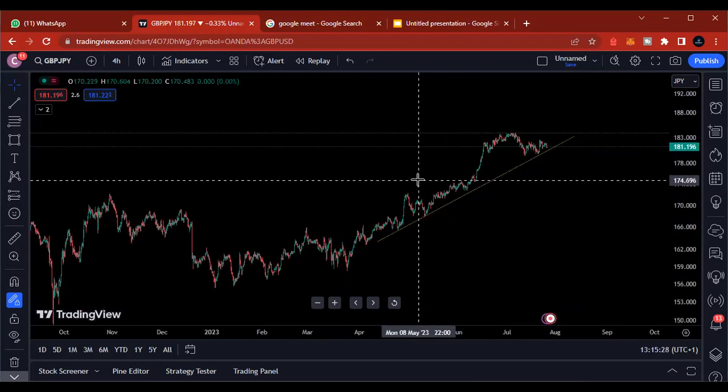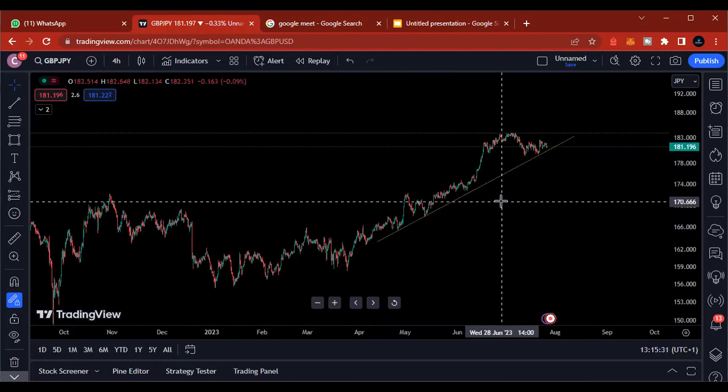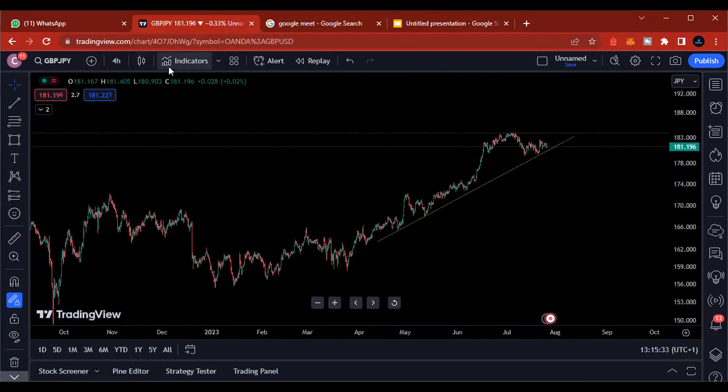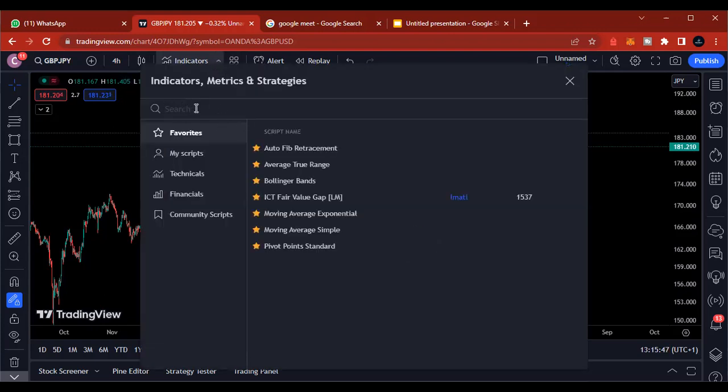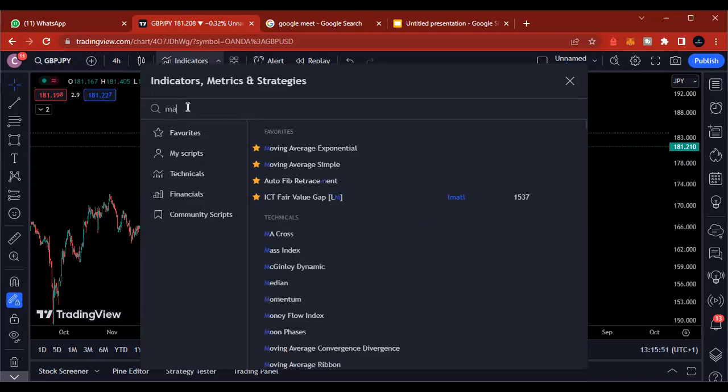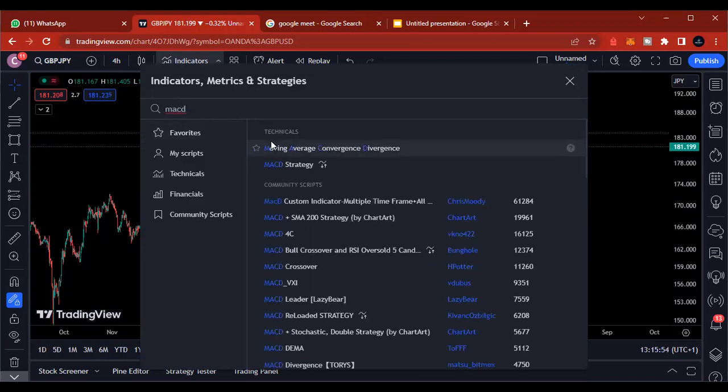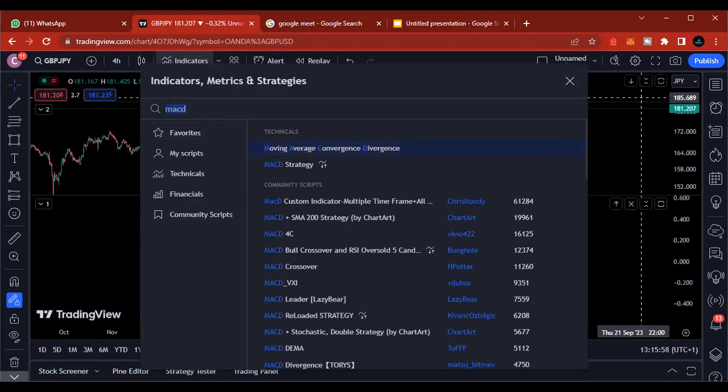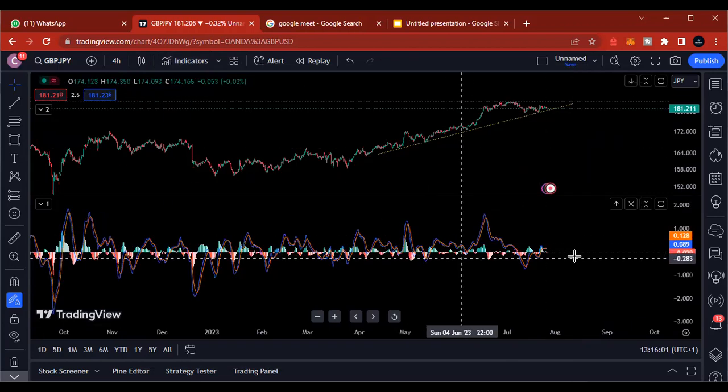The next thing we talked about in the video is our indicators. Mind you, what I'm using is TradingView, tradingview.com. If you don't have an account, make sure you sign up with them. This is where we have the indicators. You click on this drop down. Whatever indicator you're looking for, for instance, let's say MACD, you just type MACD there. You see it comes out. That's moving average convergence divergence. Click on it, and MACD automatically shows on your screen.